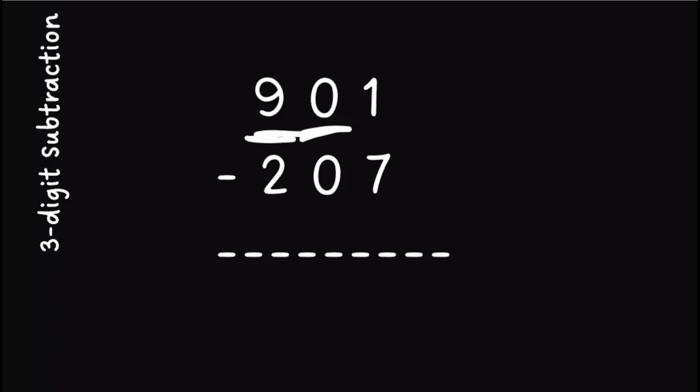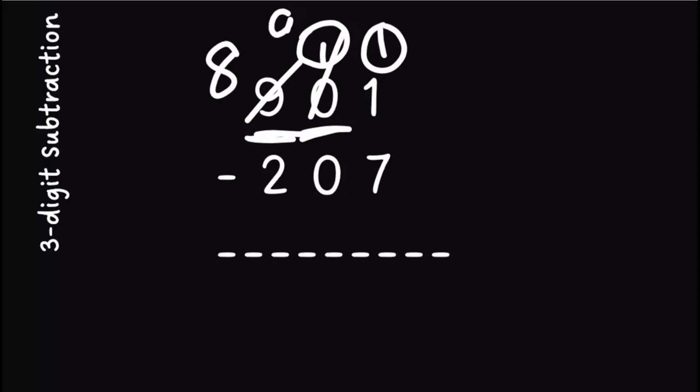So now we will borrow 1 from 9, and we are left with 8, and when we borrow 1 from 9, it will become 10. Now we'll again borrow 1 from this, and it will become 9. Okay, so now we have 11. Now we will solve this. 11 minus 7. What will be the answer? Yes, the answer is 4.